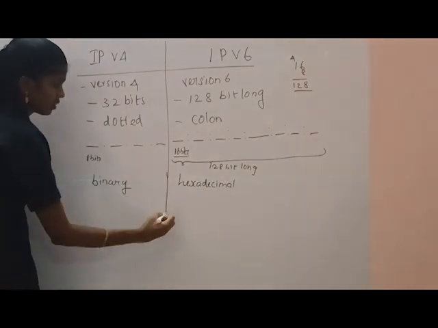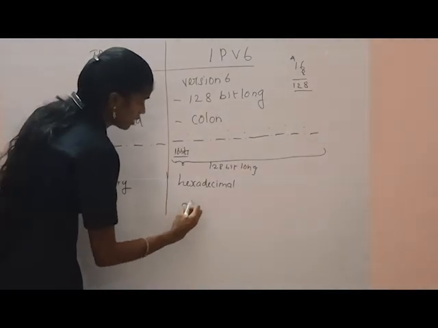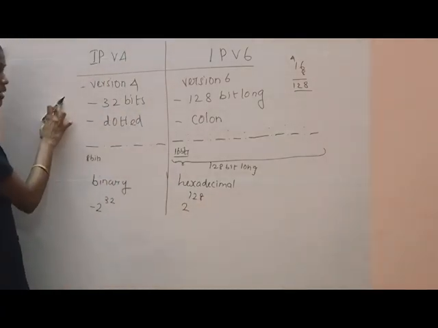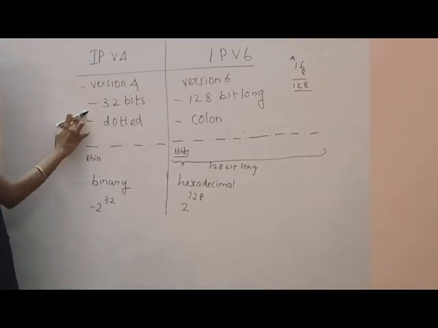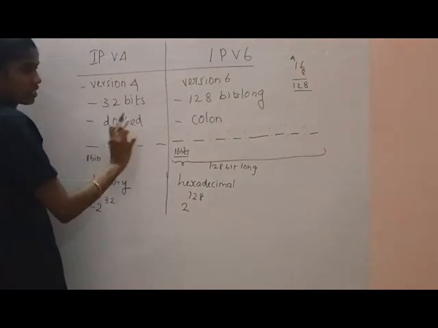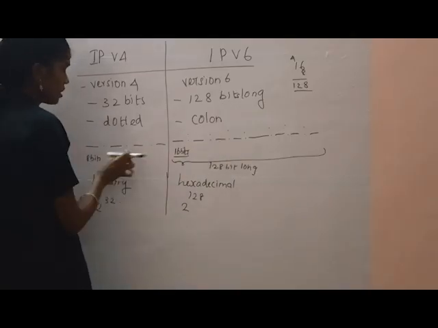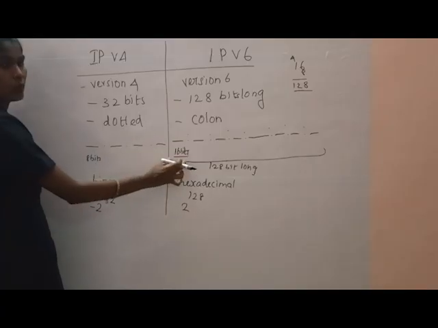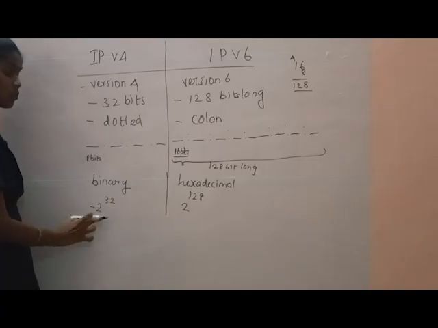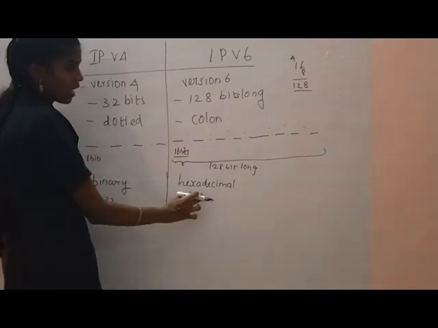And as I told you before, this can have 2 power 32 devices, and this can have 2 power 128 devices. Okay, so I repeat, this is version 4, this is version 6, this is 32 bits long, this is 128 bits long, and this denotes dotted representation, this denotes colon representation, and here it consists of 4 groups, here it consists of 8 groups, and one group consists of 8 bits, the next group consists of 16 bits. This is binary, this is hexadecimal, and here totally we can have 2 power 32 devices, here totally we can have 2 power 128 devices.